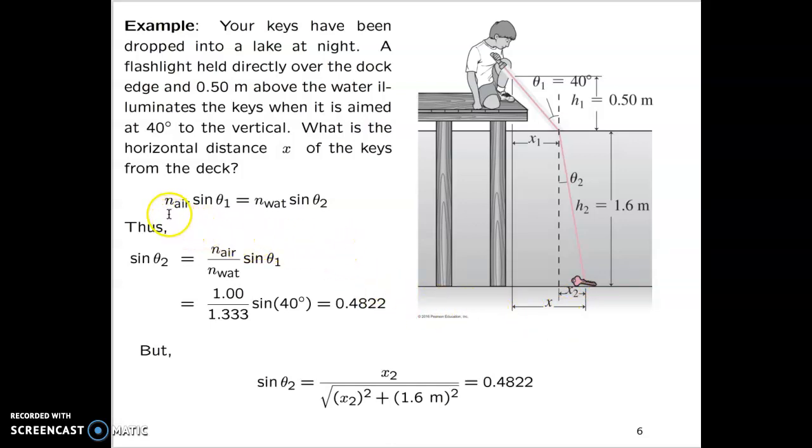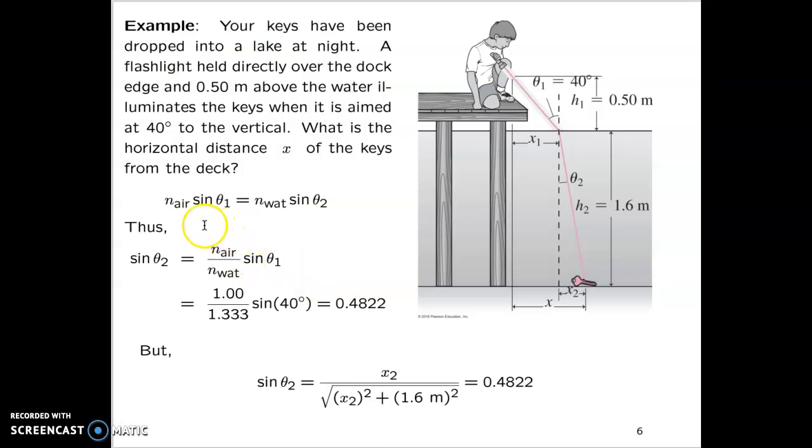Okay? So what's the starting point? The starting point, of course, is Snell's law. Here we have it. Medium 1 is air, so we have the index of refraction for air multiplied by sine theta 1. Theta 1 is this angle here. We know that theta 1 is 40 degrees. That is equal to the index of refraction for water multiplied by sine of theta 2. We don't know what theta 2 is.